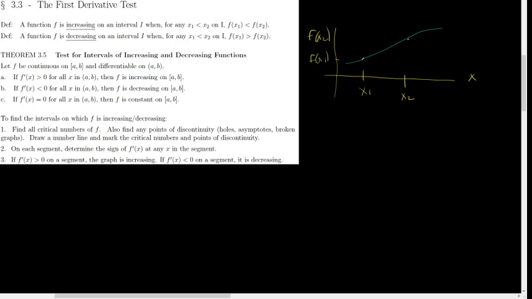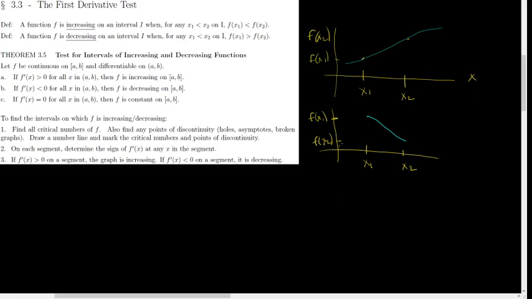So what does it mean to be decreasing? Well, same picture, but in reverse. Now this is my x1, and let's say this is my x2. Now f of x1 would be bigger than f of x2 down here. So you might have a function that starts here and then goes down like this. That would be decreasing.